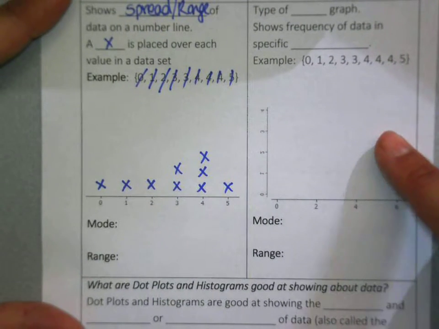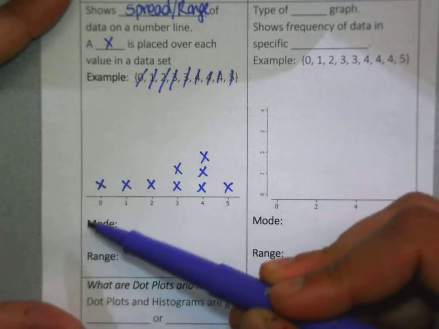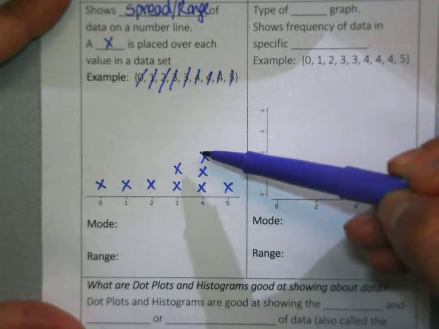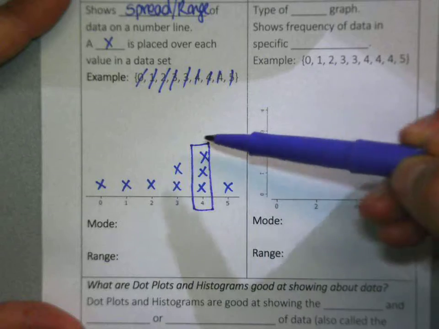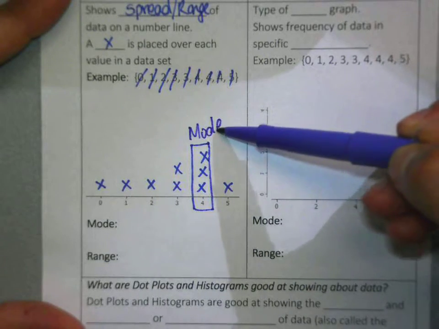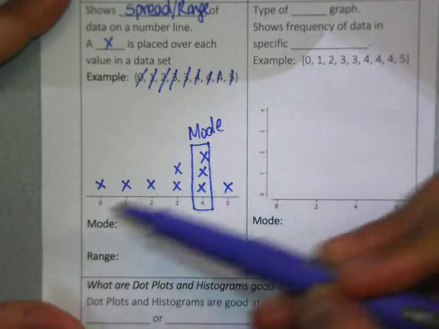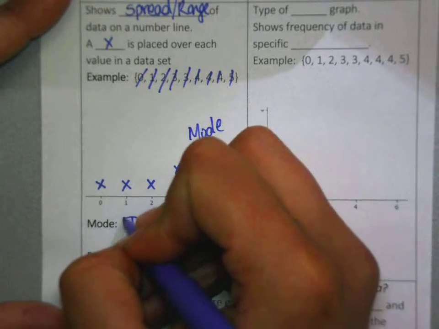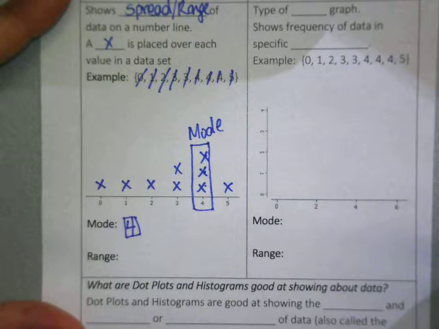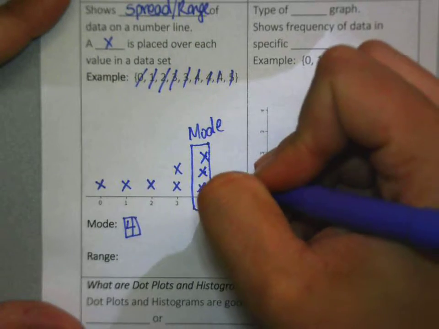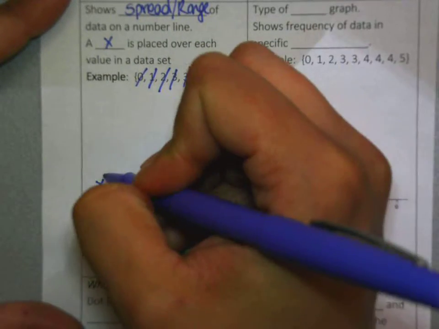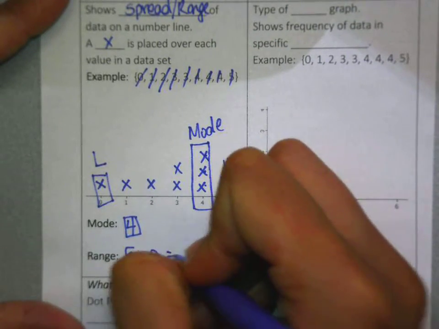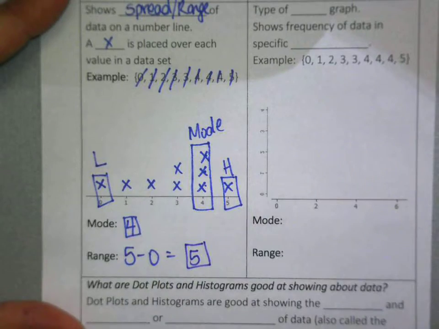So you might have already gotten the hint that the mode and the range are the easiest things to see when it comes to a dot plot. The mode I can easily see is 4 because 4 occurs the most. I can see that because it's the highest bar as well as there's 3 X's. The range, like we've learned, is just the highest value minus the lowest value. So 5 take away 0 gives me 5.